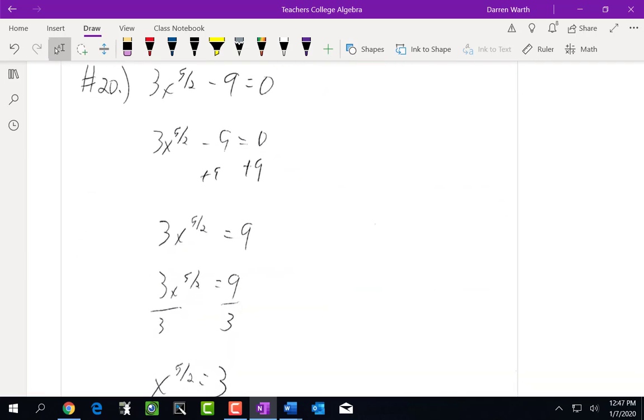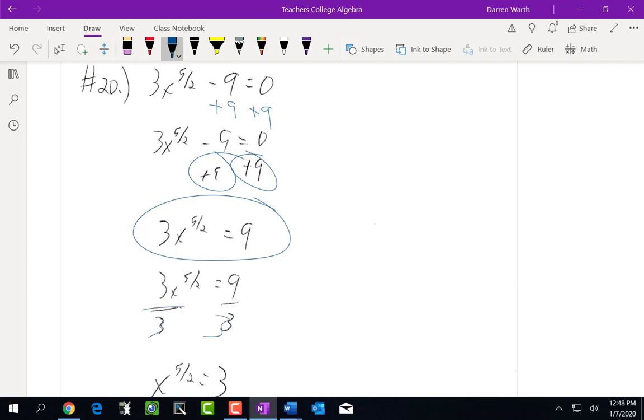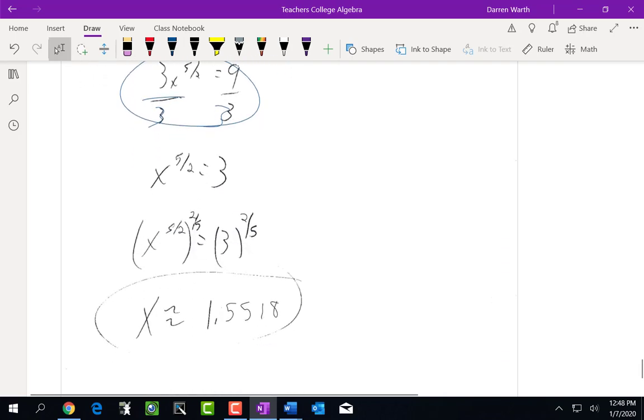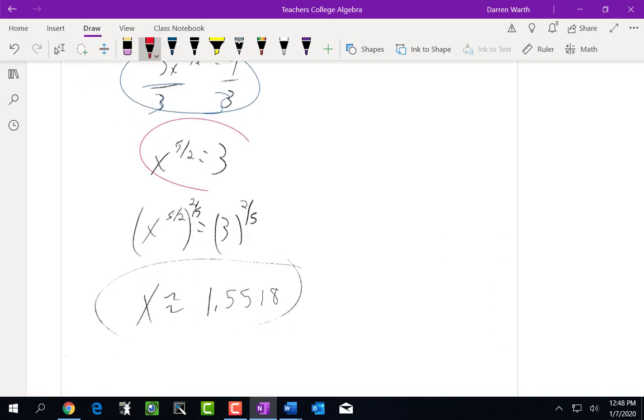Okay, number 20, it says we got 3x to the 5 halves minus 9 all equals 0. Just wants me to solve this equation. So to solve this equation, first thing I'm going to do is add 9 to both sides. And so when I add 9 to both sides, I get 3x to the 5 halves equals 9. Again, I'm going to divide both sides by 3. And when I do that, I get x to the 5 halves all equals 3.